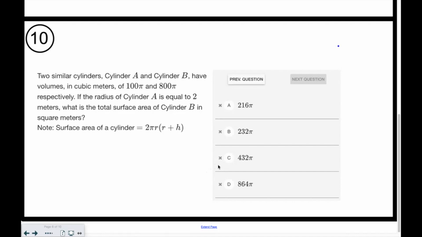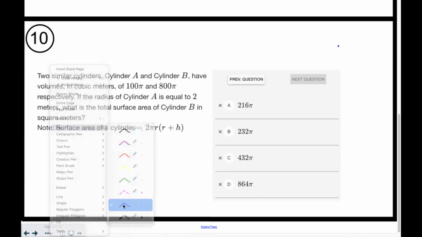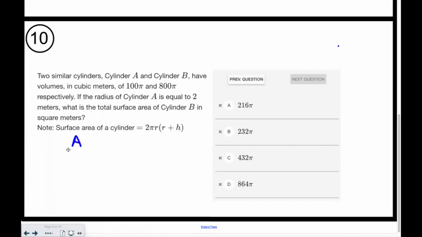There's a bunch of ways that we could map this out. I'm going to go over it this way. I'm going to start with cylinder A and figure out everything I can about it because they give me the radius. So I start with the volume. We need to know that this is on the reference sheet. The volume of a cylinder, which they give you, is pi r squared h. I know that the radius is 2. So this is going to help me find the height of cylinder A.